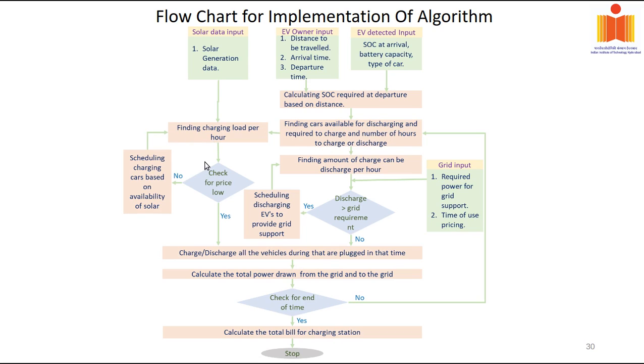Next, coming to this one, check for the low price. Only when the prices are low will it move forward. Here also it's the same thing. Then finding cars available for discharging and required to charge, the number of hours to charge or discharge controller, and finding the amount of charge to be discharged per hour.